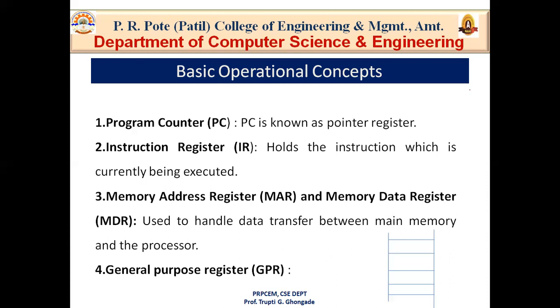And that's why the program counter is known as the pointer register, because it points to and keeps track of the address of the next instruction which is to be executed. For example, this is instruction 1, this is instruction 2, 3, 4, and 5. Now, for example, you are executing instruction number 2. This is also memory location 1, 2, 3, 4, 5.